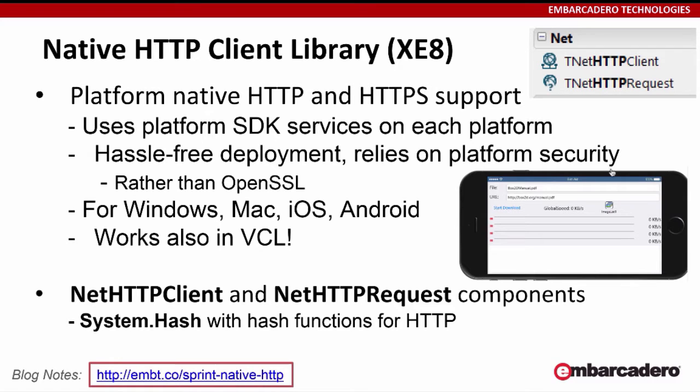Now the last thing I'm going to mention on this slide is that in XE8, the runtime library has a new unit, System.Hash, and this unit includes classes and methods that allow you to use three hash functions in your applications, and those are Bob Jenkins, MD5, and SHA1.